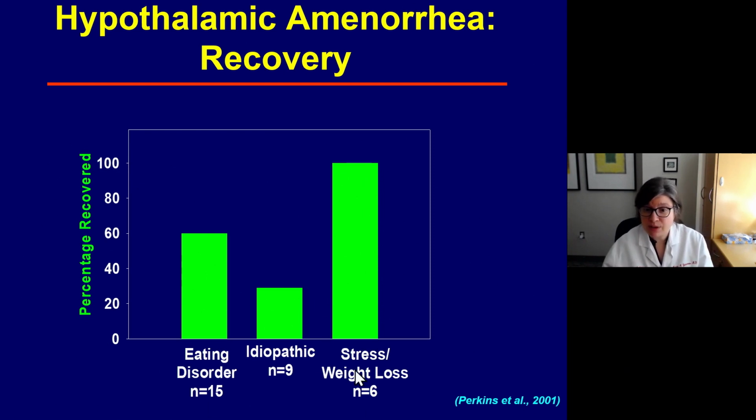And this was a very small study, but it did show that if stress and weight loss is the cause of the hypothalamic amenorrhea, when that etiology is removed, so the stress is relieved or the patient gains weight, 100% will recover. If someone has an eating disorder, probably about 60% will recover, and most of this is because an eating disorder tends to be more of a lifelong illness. And if it's idiopathic, that you can't find an etiology, then most of these do not recover.